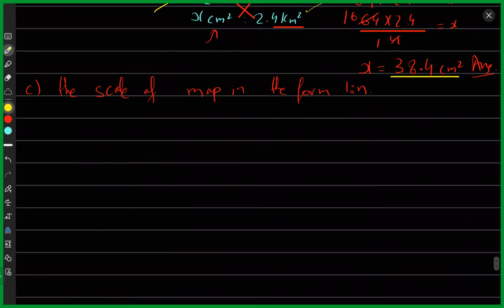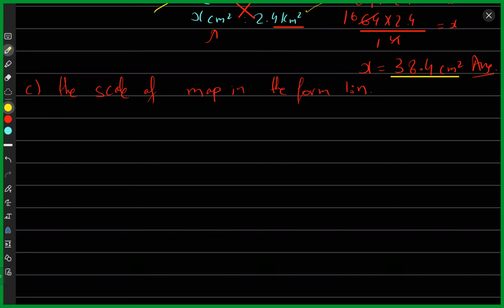The third part basically was the scale of map in the form 1:n. Now this is what exactly we have been talking about. Let me write it down here. Whenever the examiner is saying scale of map, this is basically for the length. Here I agree the question does not mention if it's about distance or about area, but when it's not mentioned, it's just about the distance or the length scale.